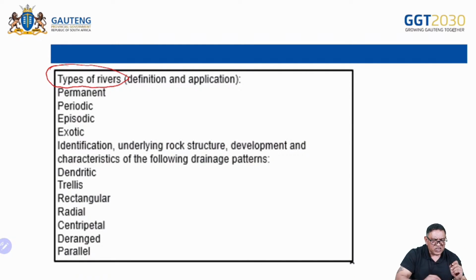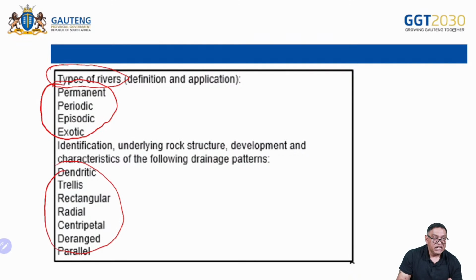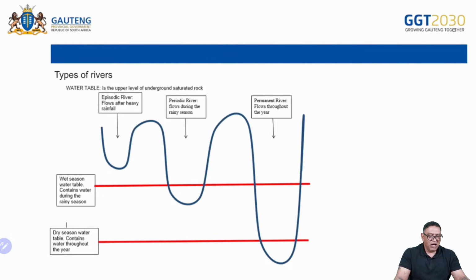Okay? So let's take this permanent, periodic, episodic, exotic, and try and see the reasons, the why factor. All right? And then after that, we'll look at the drainage patterns as such. So let's see and make sense of that. Okay, I've taken these rivers and put it with the water tables. So let's make sense of the water tables.